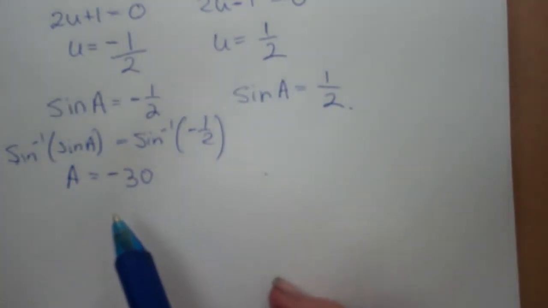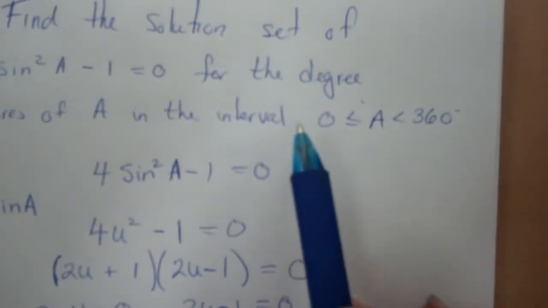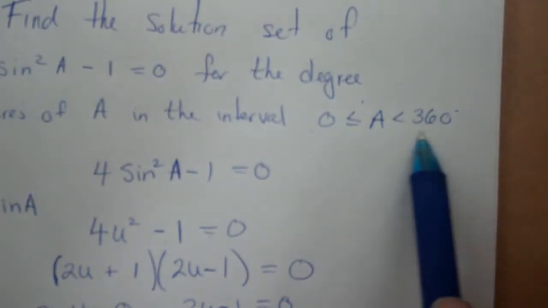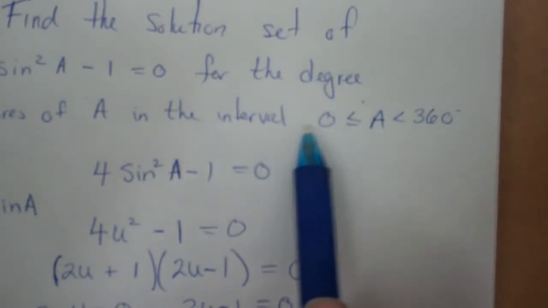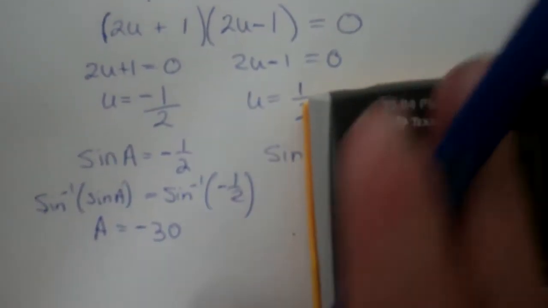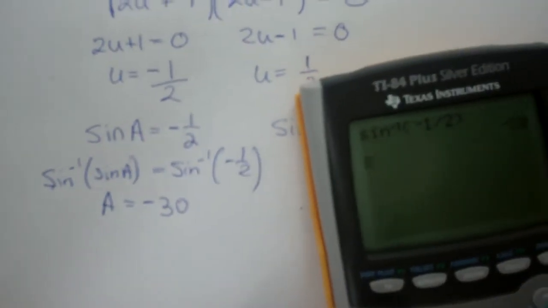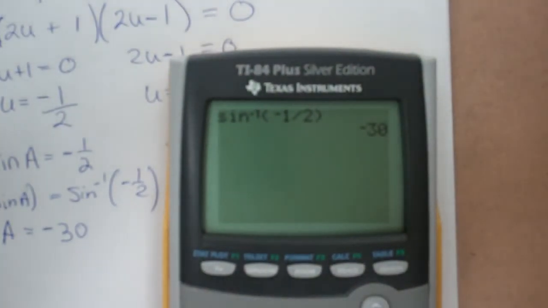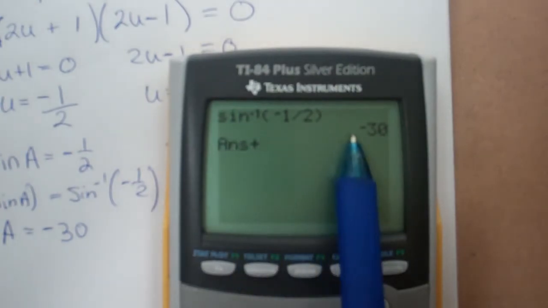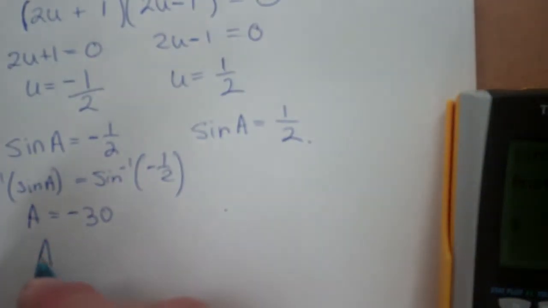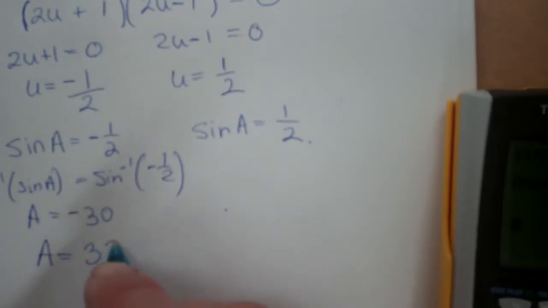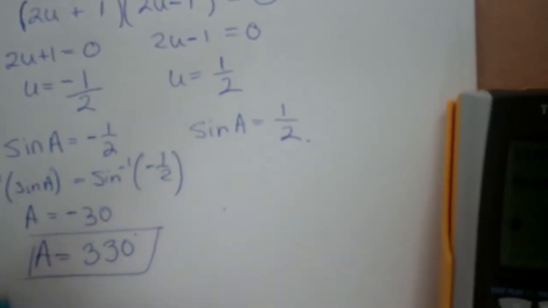There is a little trouble with that, though. You see, they want us to give the answers between 0 and 360. Negative 30 is less than 0. So we need to find the coterminal angle here. To do that, we'll just add 360. That gives us 330, right? So one possible answer is 330 degrees.